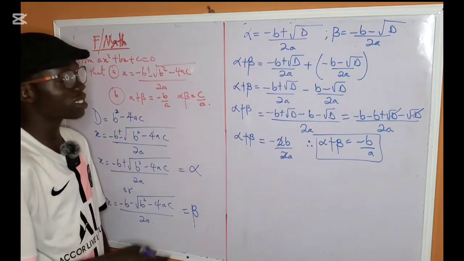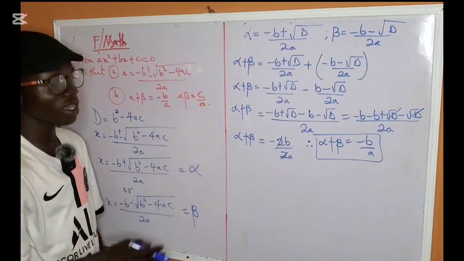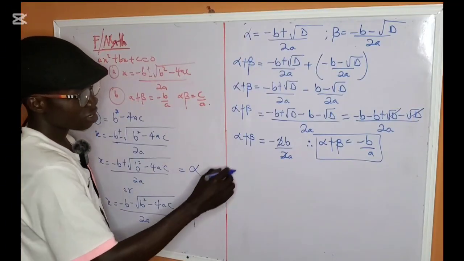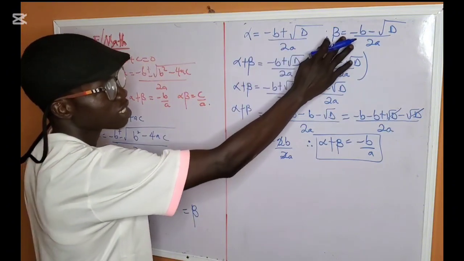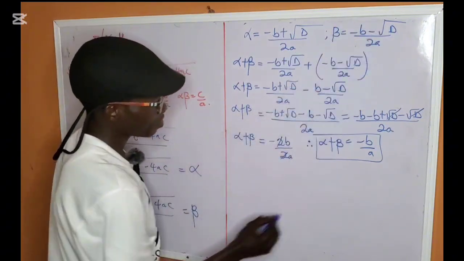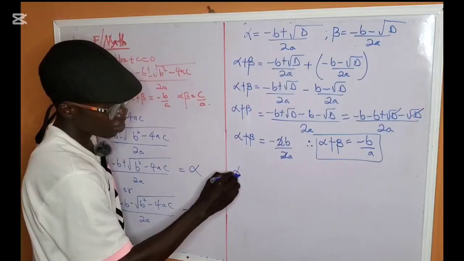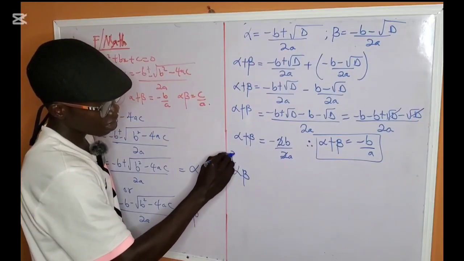Now, the next thing to get is alpha beta equals c over a. Alpha beta. Remember that our alpha is minus b plus root d over 2a, and our beta is minus b minus root d over 2a. So for alpha beta, let me write the product.